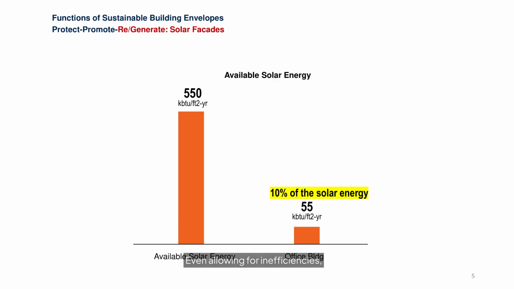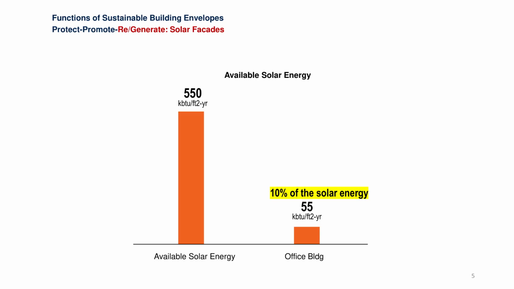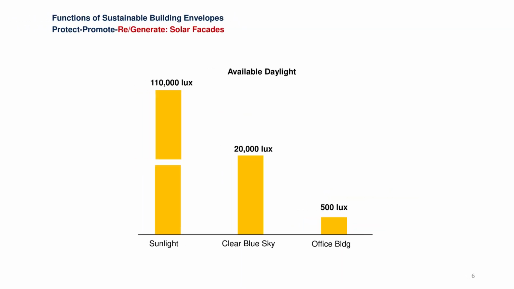Even allowing for inefficiencies, this means if we can capture a fraction of the solar energy hitting the facade, on the order of 10% or so, we could theoretically supply all of the building's energy needs from its envelope. In practice, it's complex due to nighttime, weather, angles, etc. But the key point is that integrating PV panels into our building skins has enormous potential towards net zero or net positive buildings. This slide's takeaway: sunlight is plentiful. The challenge is harnessing it effectively.